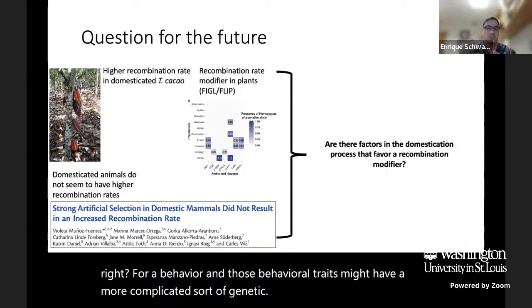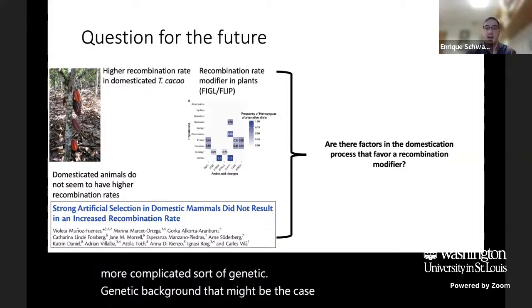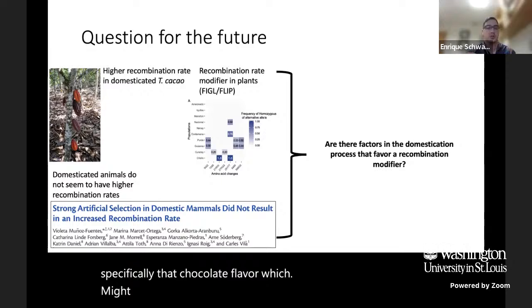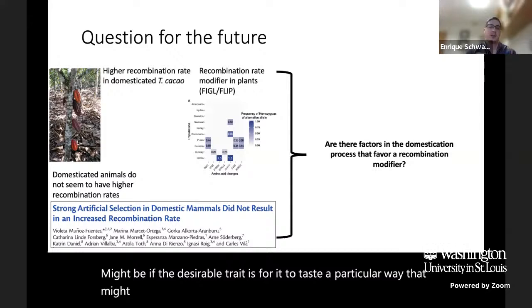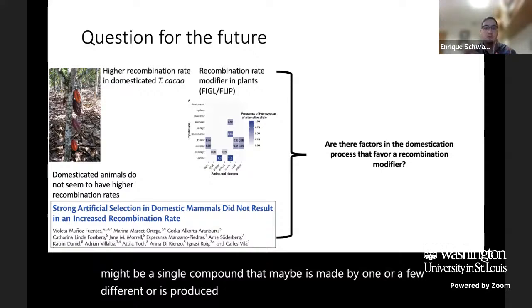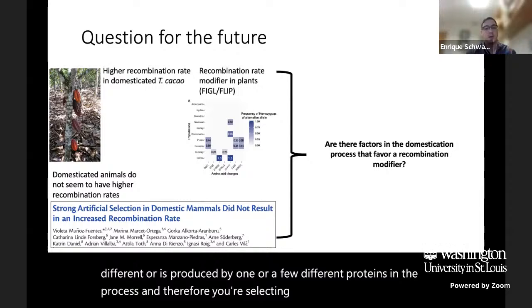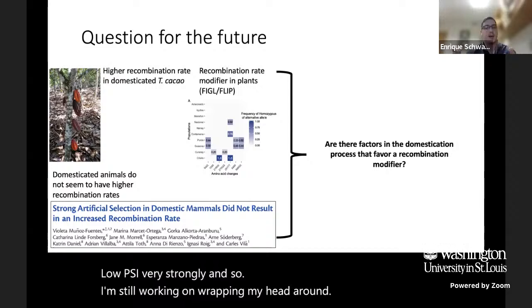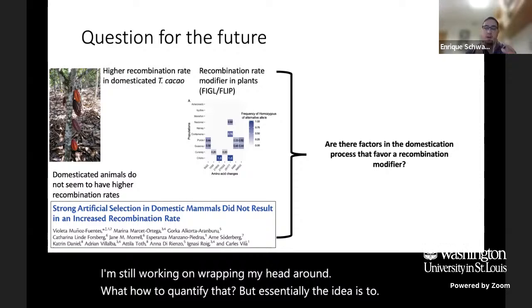And those behavioral traits might have a more complicated genetic background than might be the case for, again, a convenient example, cacao, where selection happened specifically on that chocolate flavor. If the desirable trait is for it to taste a particular way, that might be a single compound that is produced by one or a few different proteins. And therefore you're selecting on very few loci very strongly. And so I'm still working on wrapping my head around how to codify that.